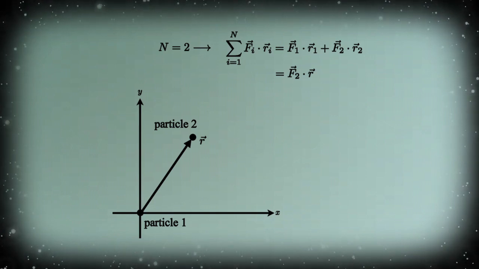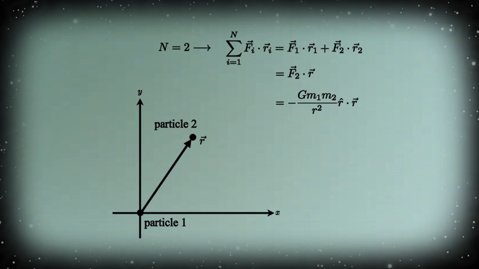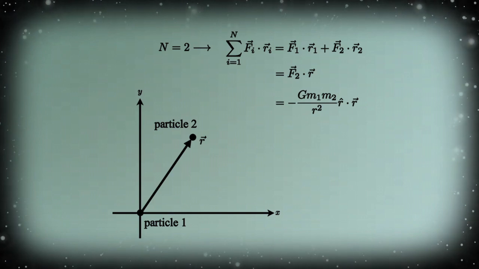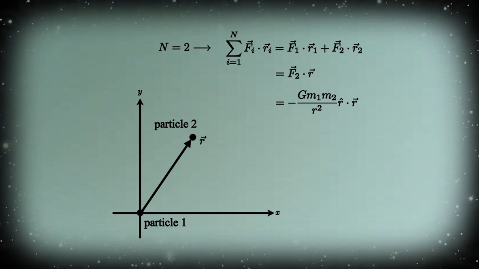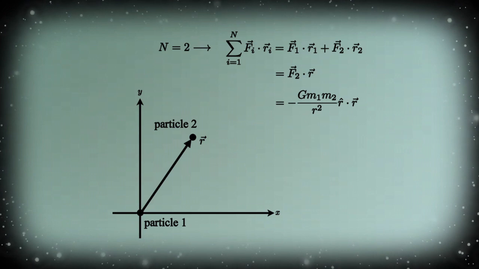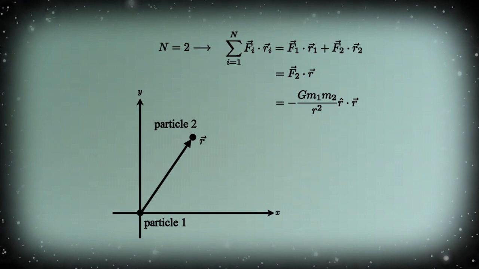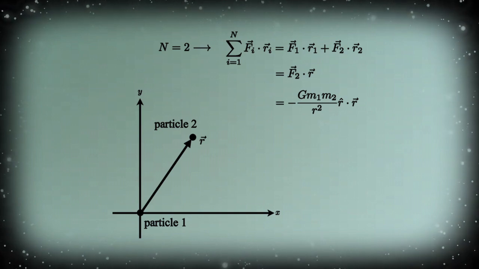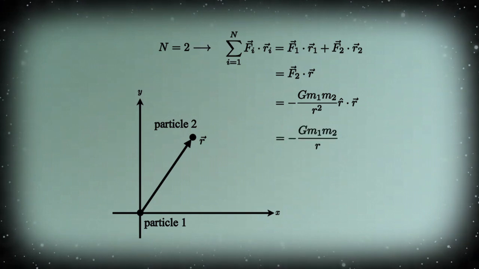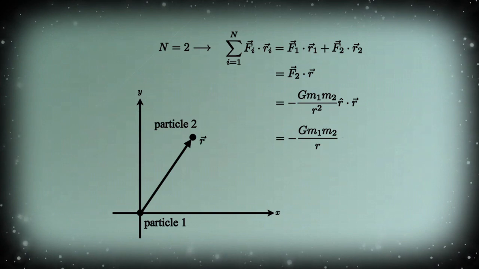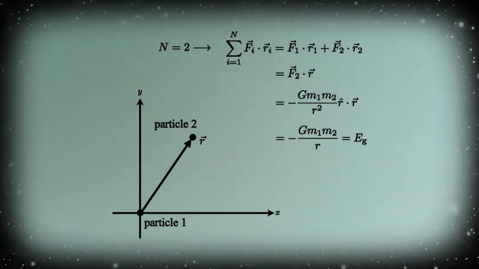F2 is the force of gravity on particle 2, which we can write as minus G m1 m2 over r squared times r hat, just like we did back in Lecture 5. R hat is the unit vector pointing in the direction of increasing r, and the minus sign is there because the force of gravity is attractive, pointing back toward the origin. Since r hat, dotted with the r vector, is simply r, we end up getting minus G m1 m2 over r, which we recognize as the gravitational potential energy associated with the interaction between the two particles.